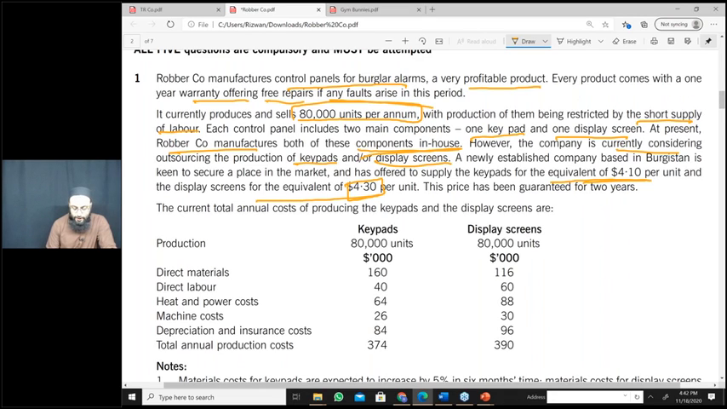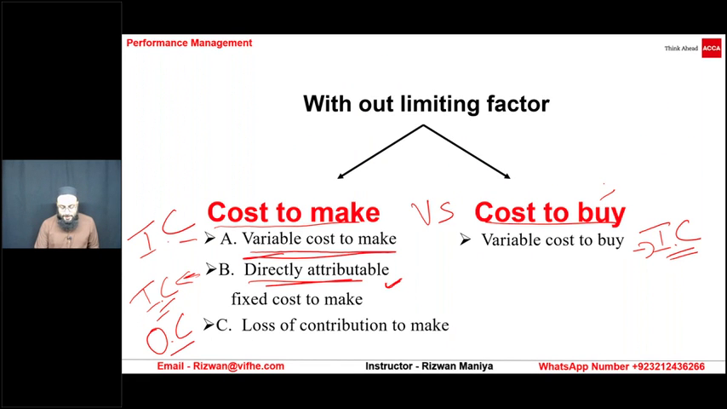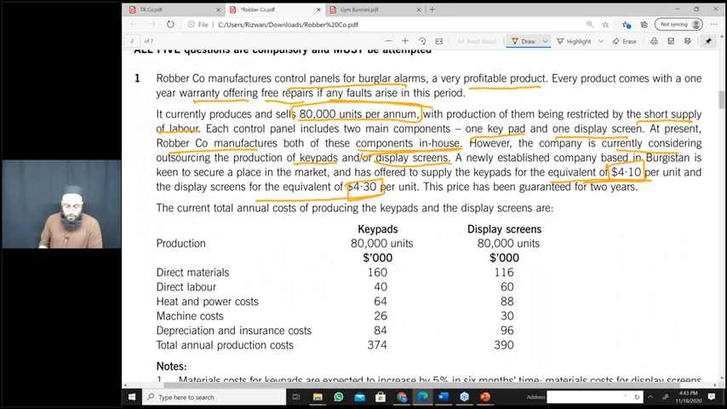Now, what are this 4.1 and 4.3? As per our presentation, this is basically cost to buy. This is the variable cost to buy, the cost that you will incur if you buy from outside. The current total annual cost of producing the keypads and the display screens are as follows. For 80,000 units, cost is given for direct material, labor, heat and power, machine depreciation, insurance, and total production cost. And there are certain notes given.